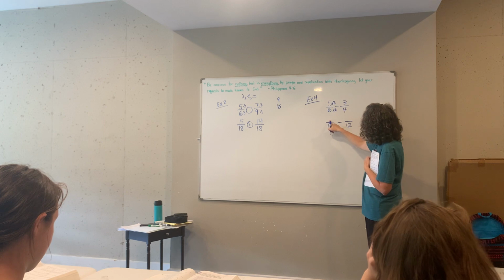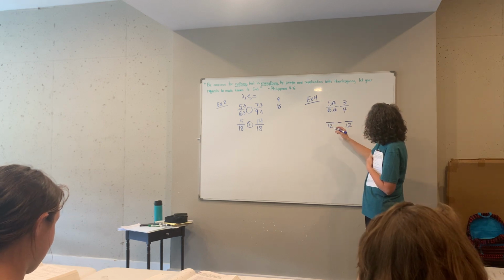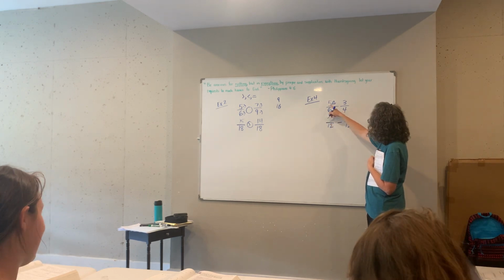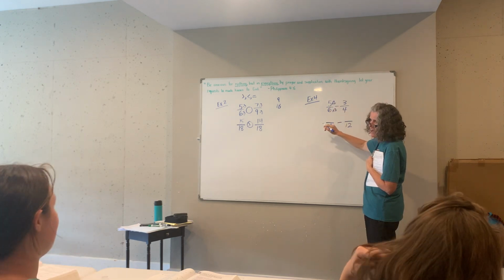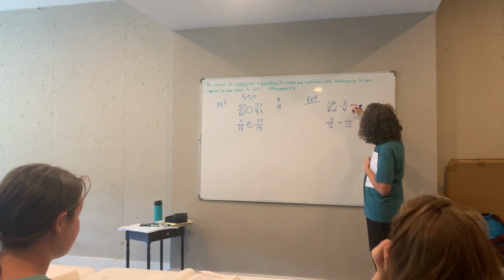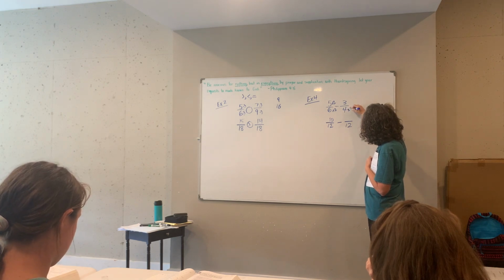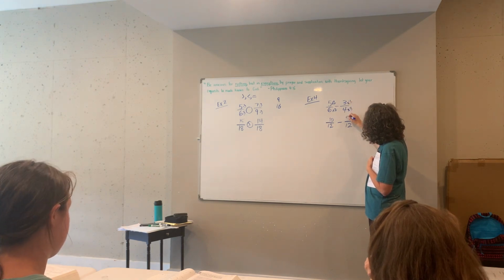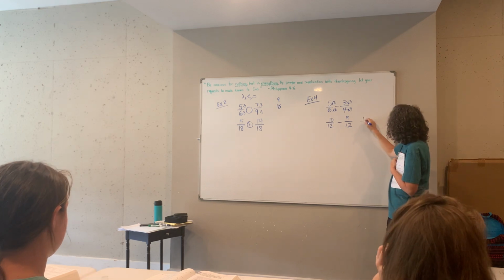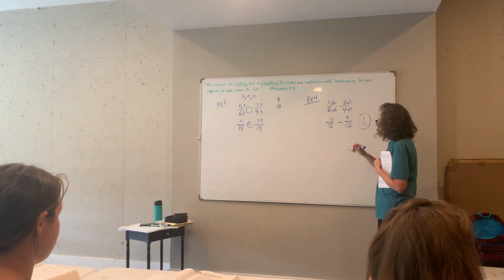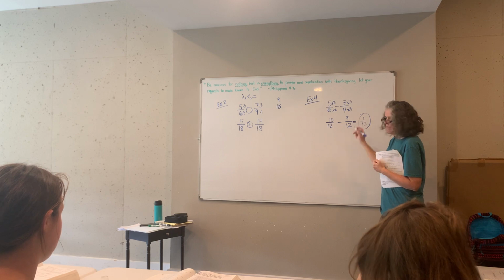Times 2, so what goes here? 2, sorry, it's my handwriting. 2 5s. 10. Alright, then I'm gonna multiply this by what to get this? 3. Good. So what's this? 9. 10 twelfths minus 9 twelfths, 1 twelfth. There's your answer. Okay? Got it.